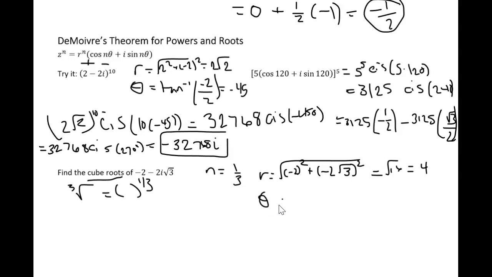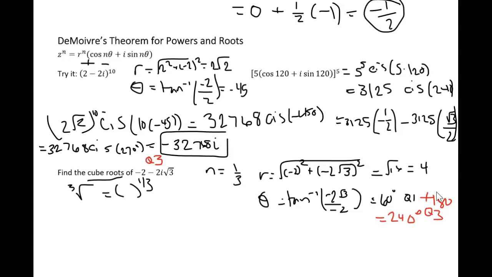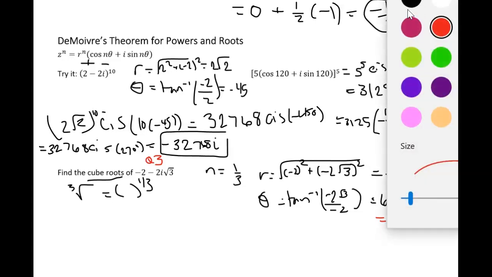Beautiful. Then theta is the inverse tangent of negative 2 rad 3 over negative 2. We really want to pay attention to this one because this is the first problem we've had that's not in quadrant 1 or quadrant 4. This is actually in quadrant 3. So when we type this in our calculator and we do our inverse tangent, we get 60 degrees. Well, 60 degrees is not in quadrant 3. It's in quadrant 1. So if I want it to be in quadrant 3, the period of tangent is 180, and I can just add 180 to the 60 degrees. So my angle for this problem is 240 degrees to be in quadrant 3 and match our actual complex number.